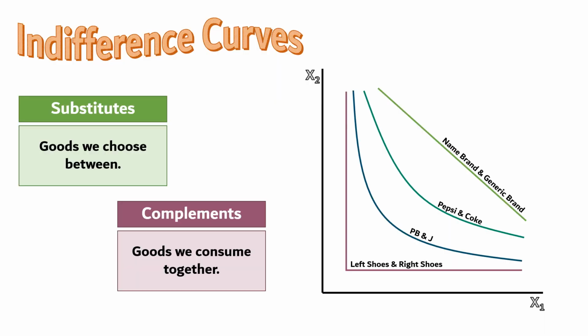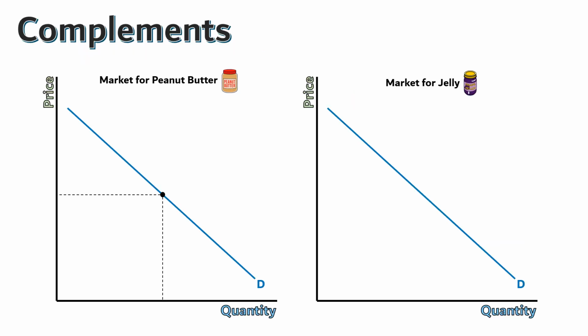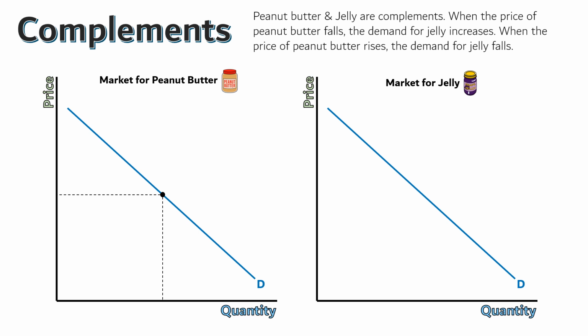Complements are goods we consume together, like left and right shoes or peanut butter and jelly. Substitutes are goods we choose between, like Pepsi and Coca-Cola, or name brand and generic brand medications. We've already looked at how the indifference curves for these types of relationships look, but now we can examine their effect on demand. Peanut butter and jelly are complements.